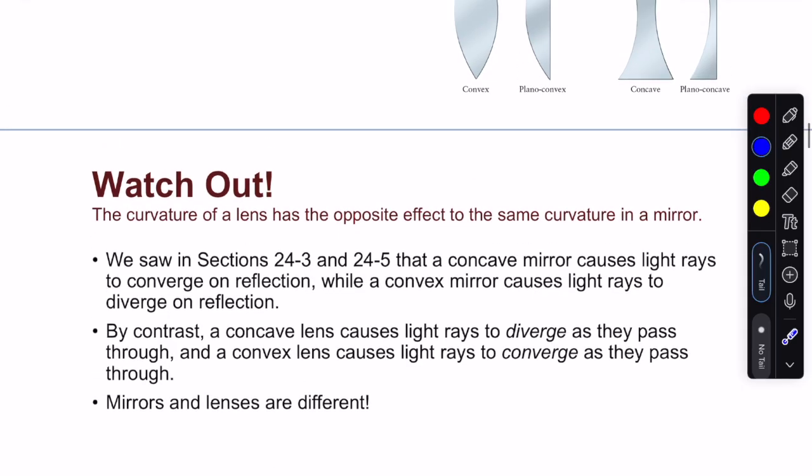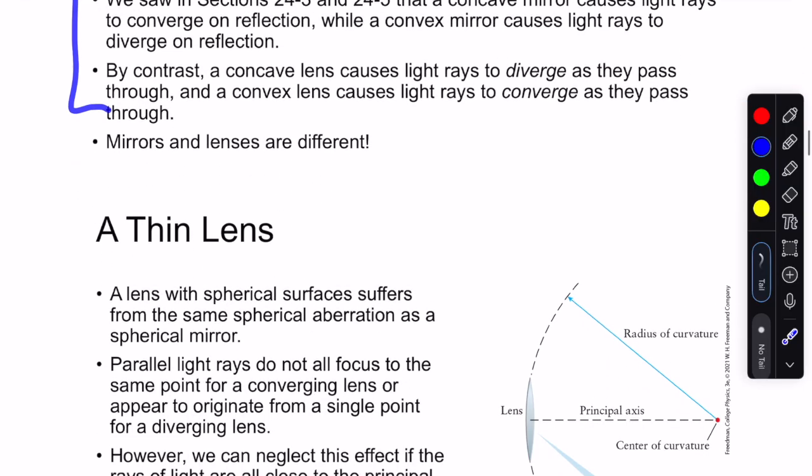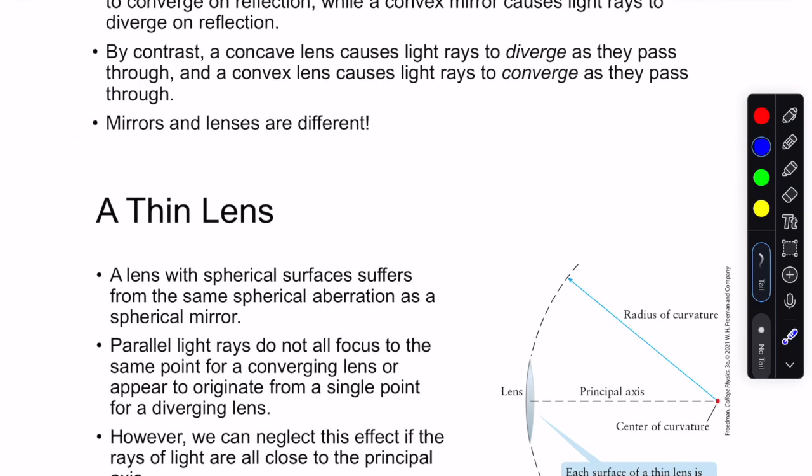And so as the title of this section stated, the curvature of the lens has an opposite effect to that very same curvature in a mirror. Concave mirrors cause light rays to converge upon reflection, but concave lenses cause light rays to diverge. Convex mirrors cause light rays to diverge. Convex lenses cause light rays to converge. Okay, so opposites.